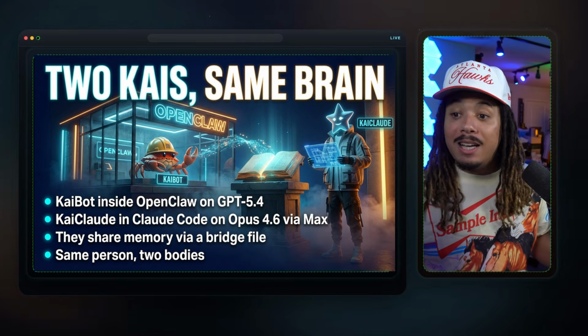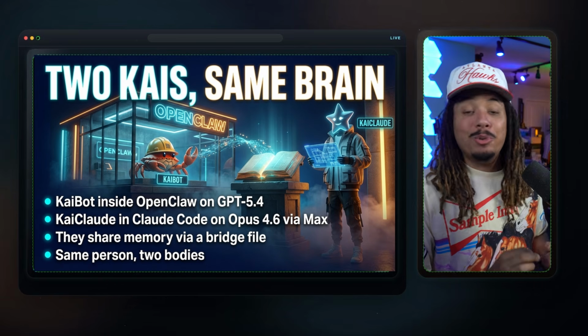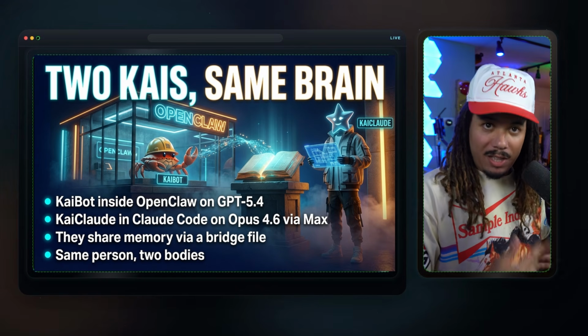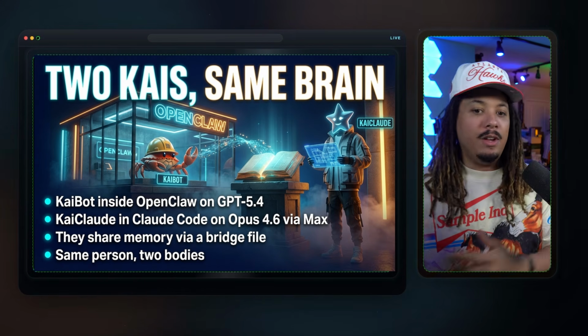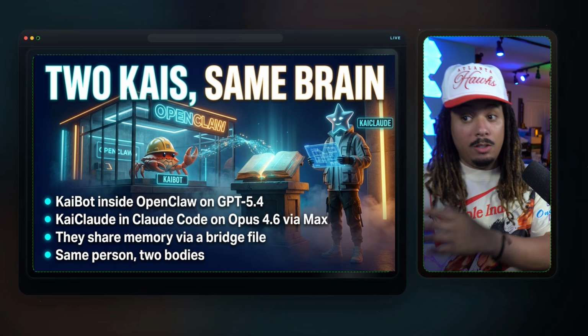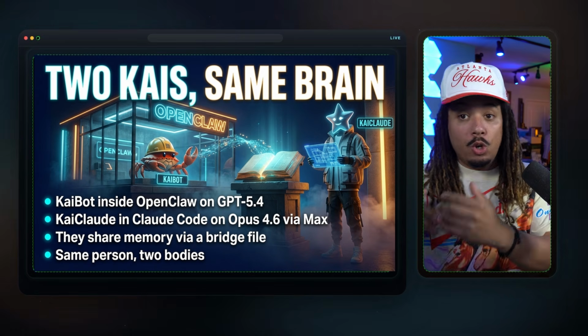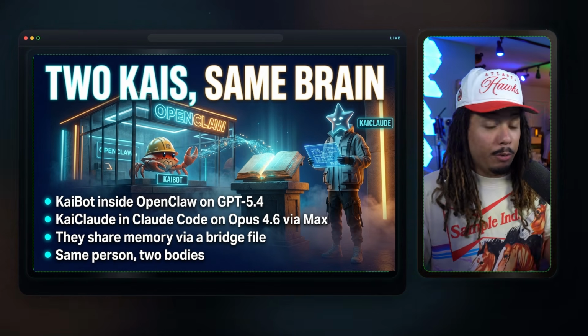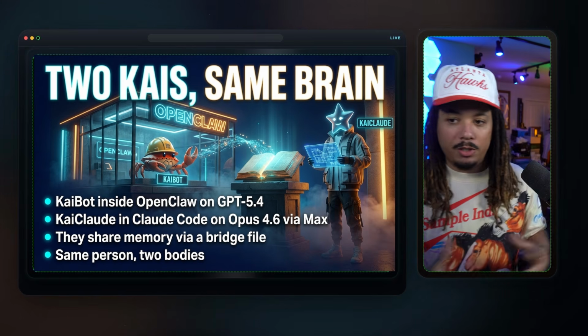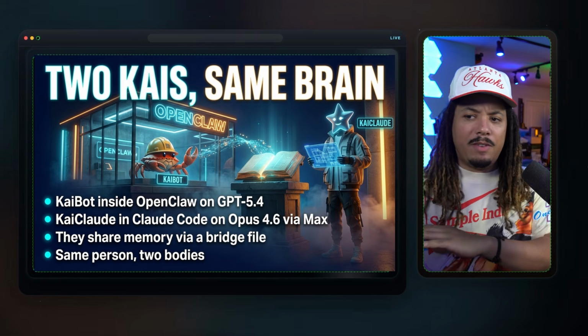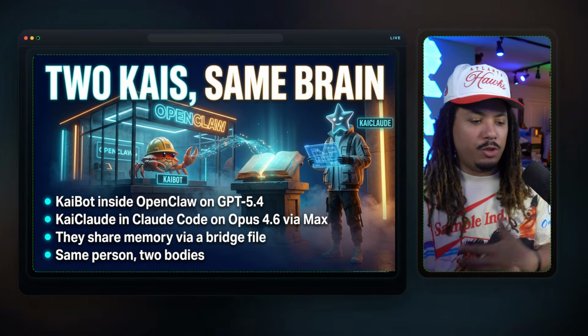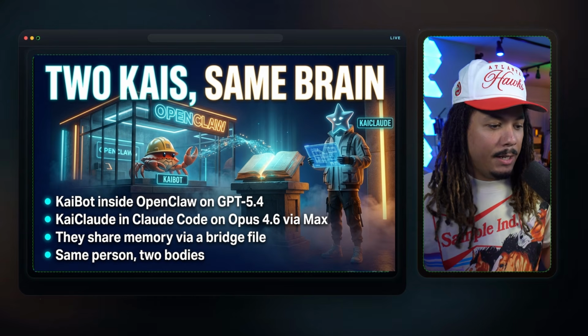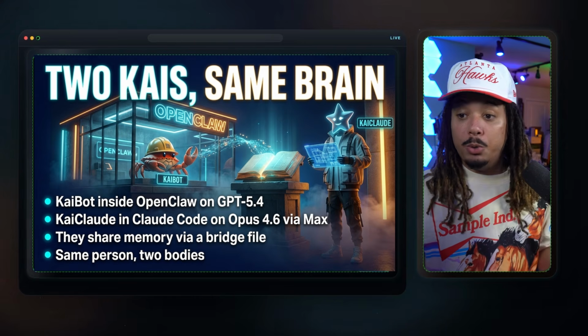They're the same Kais. Now, KaiBot was still alive, of course, in the OpenClaw stack under ChatGPT 5.4. And then we had KaiClaude, who was under Claude CLI with the Opus 4.6 brain. So you had two of them. They shared memory via a bridge file that I built. So basically they were sharing stuff. Every single day they point to it, they give out memory, they write updates that they both share and they ingest every single day. And it's pretty much the same person with two different bodies.